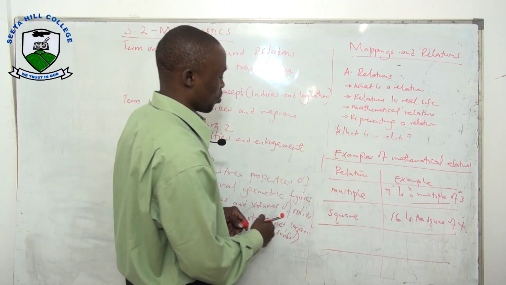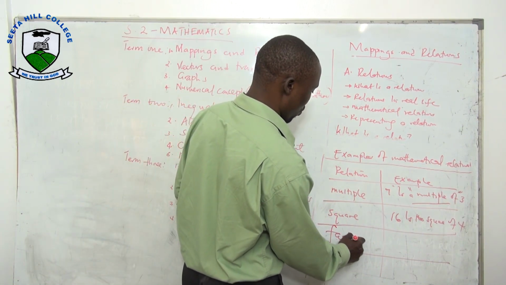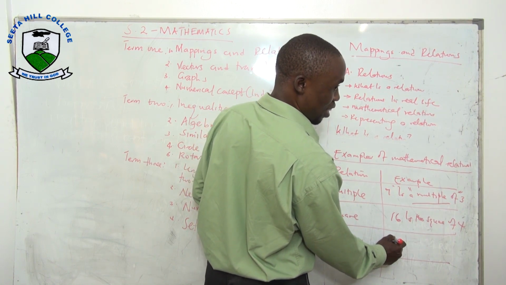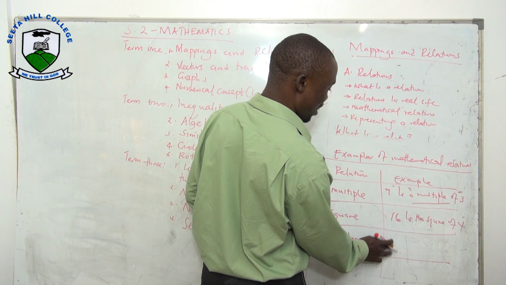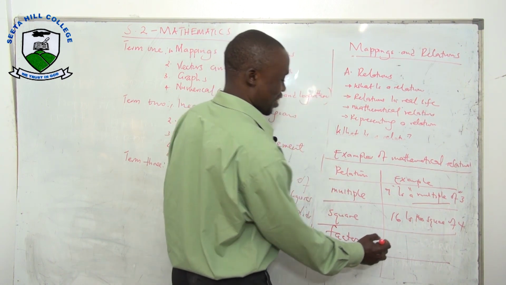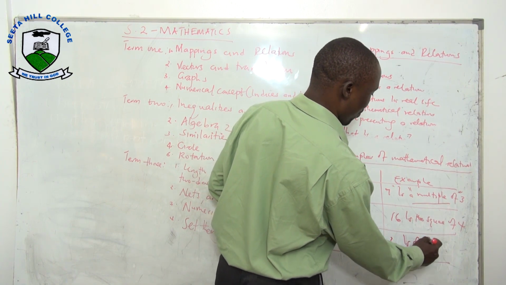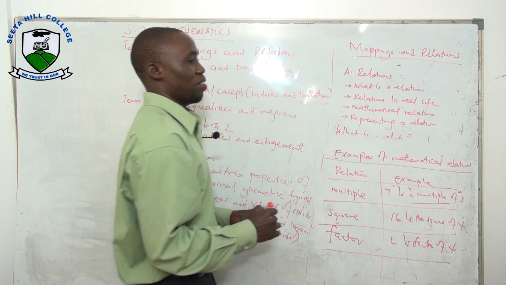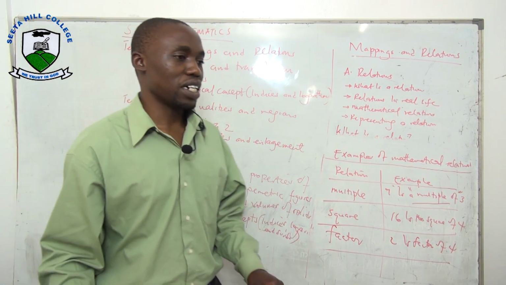Factor of. Who is the factor of who? Who is the factor of the other? 2 is the factor of 4. Yeah. That's good.